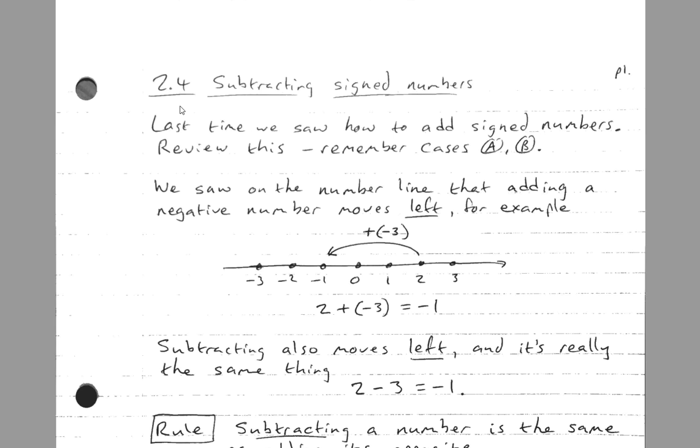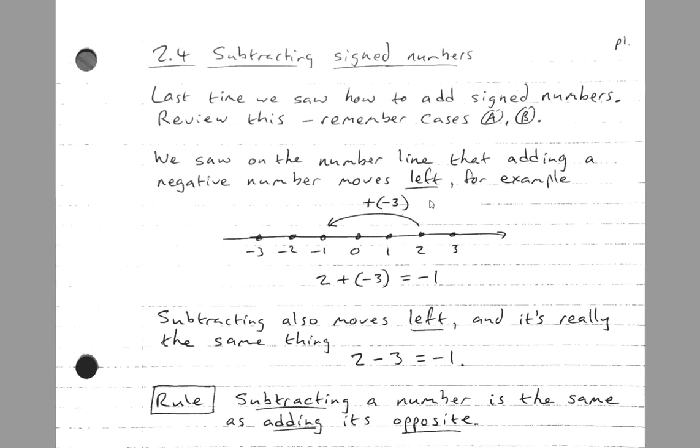All right, so getting on to the next section, subtracting signed numbers. We saw if you're adding a negative number, you move to the left, but that's really the same thing as subtracting. So subtracting moves you to the left. What I'm trying to say here is that 2 plus negative 3 is negative 1. Starting at 2, adding negative 3, move left 3 units, you get to negative 1. But if you start with 2 and subtract 3, you're also moving left 3 units, ending up at negative 1. So really we're doing the same thing here.